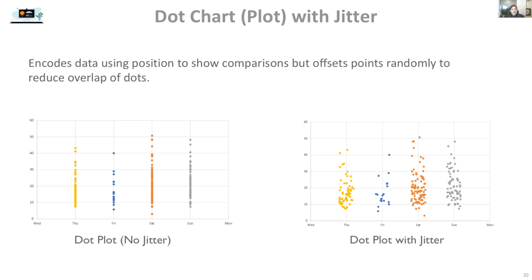Let's look at an example. Here we have a dot plot with no jitter, which is hard to interpret. And here we have an equivalent dot plot with jitter. Now we have a better view of individual data points. So again, jitter is local displacement that's perpendicular to the scale in order to spread the dots and prevent the dots from overlapping and blocking each other.